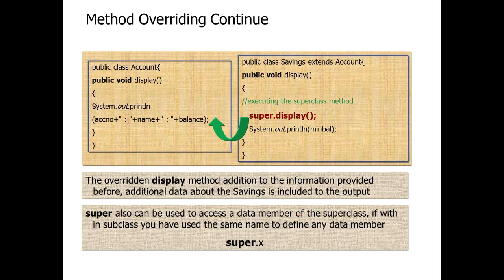Now this keyword super is also being displayed here. If you want to call the superclass object members, maybe methods or variables, if you want to refer to superclass references, you can use the super keyword. Just like this keyword is used to access members of the current class, super keyword is used to access members of the superclass. And you can use this super.display to call the display method of the superclass.